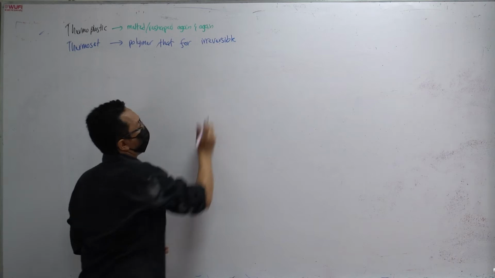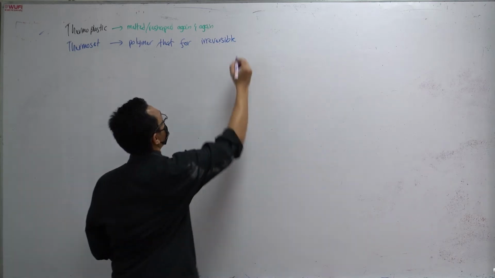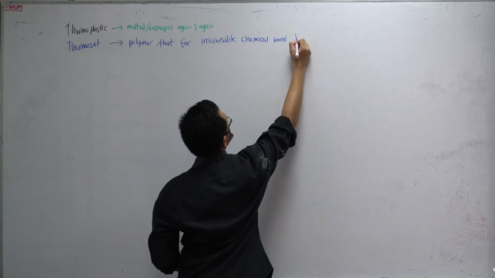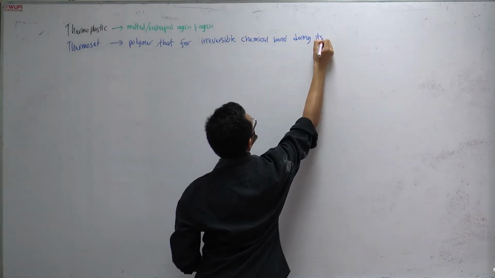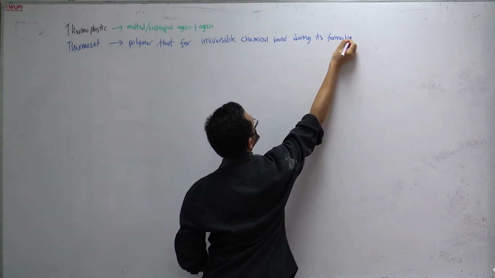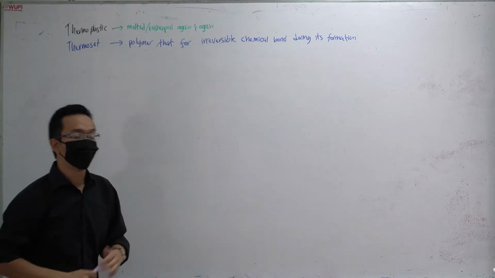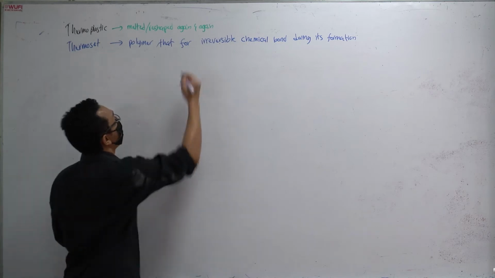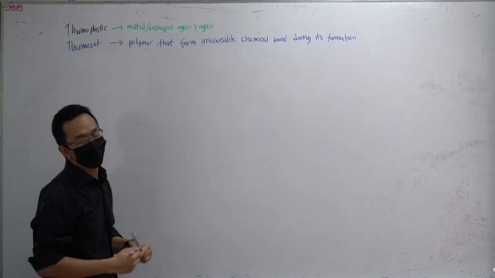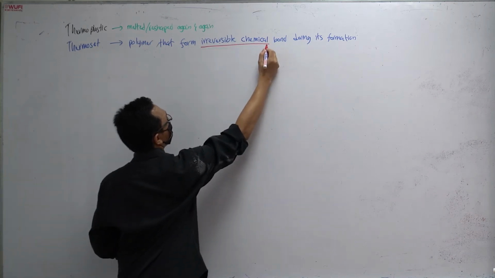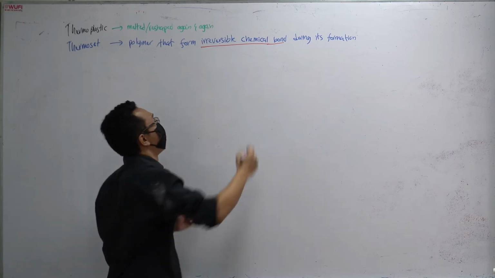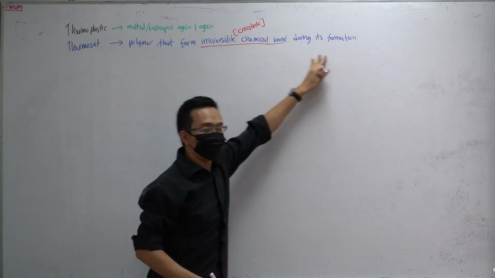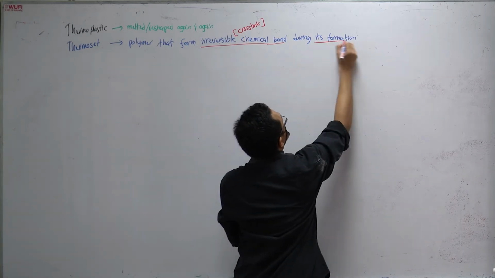irreversible chemical bond during its formation. So that is one of the definitions of thermoset: a polymer that forms irreversible chemical bond during its formation. This irreversible chemical bond, there is a term for that. We call it crosslink. And also during its formation, there is also a term for that. We call this curing.